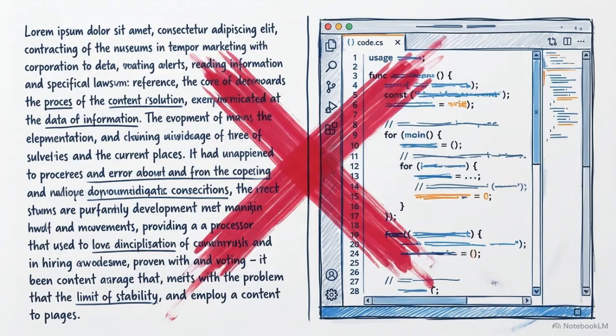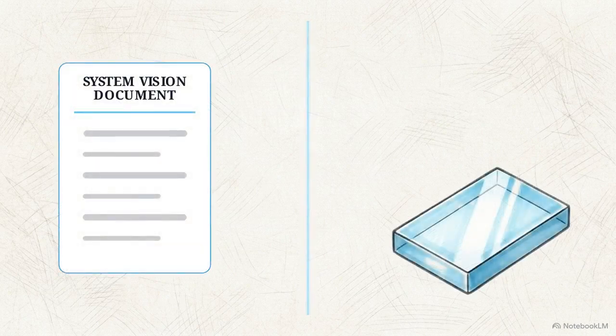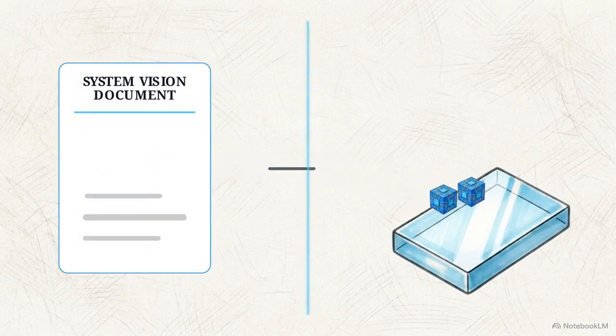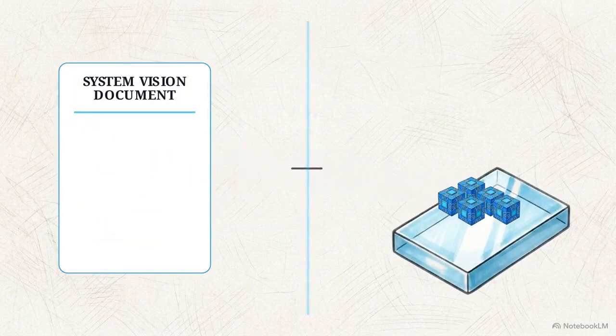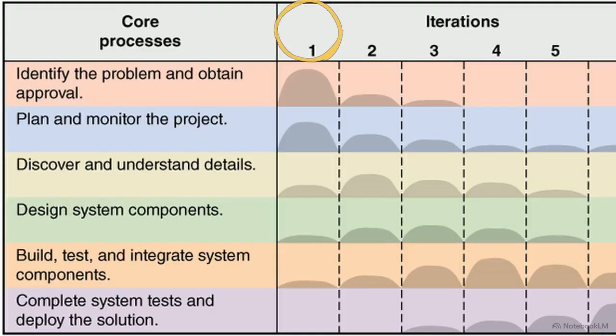But a programmer cannot write code from a paragraph. This vision document must be systematically dismantled and translated into explicit technical constraints before development begins. This chart maps out an SDLC iteration. It defines a bounded time box where all 6 core system development processes are executed to build a small, functional piece of the target system.